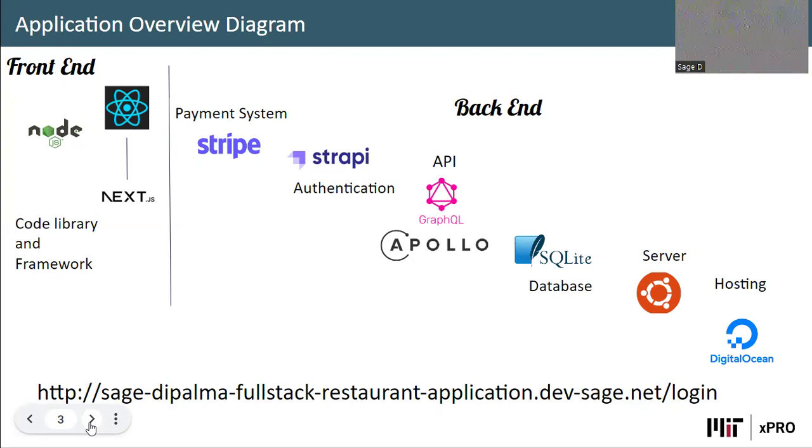The server is deployed with Ubuntu, DigitalOcean through the GitHub repository. And then you can see here the stack restaurant application, and the domain I got is devstage.net.